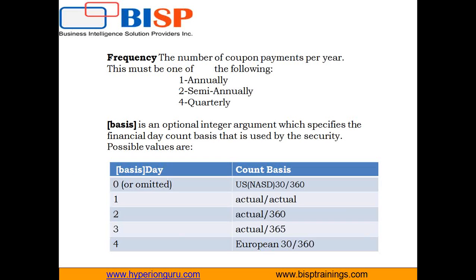Next we have the frequency, which is the number of coupons paid per year. That can be annually, which would be 1, semi-annually, which is 2, or quarterly, which is 4. And then finally we have basis. Basis is the way that you count the number of days in a month and a year.